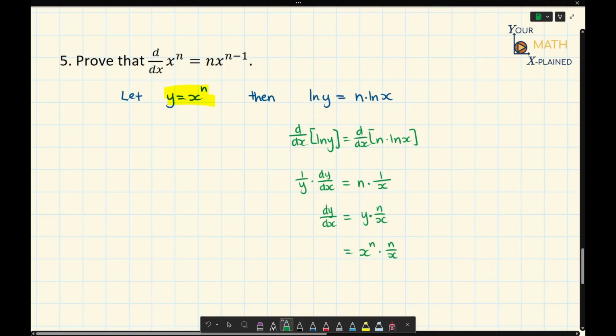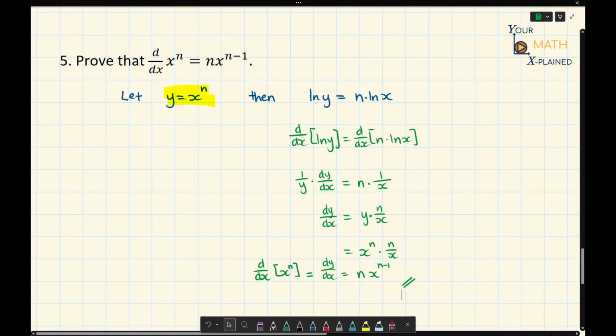And finally, simplifying this gives us dy dx is equal to n times x to the power of n minus 1. And again, because y is equal to x to the power of n, we have thus proved that the derivative of x to the power of n is equal to n times x to the power of n minus 1.